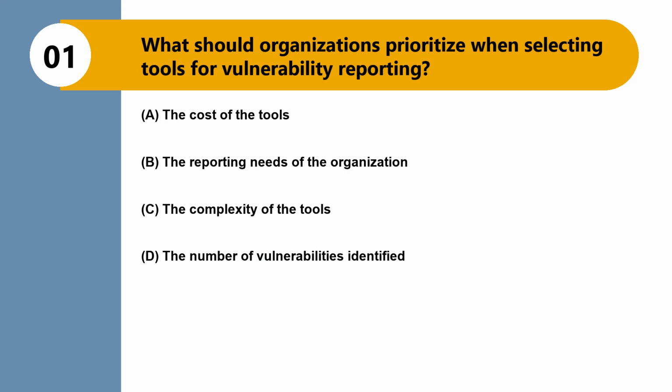Question 1. What should organizations prioritize when selecting tools for vulnerability reporting? Option A. The cost of the tools. Option B. The reporting needs of the organization. Option C. The complexity of the tools. Option D. The number of vulnerabilities identified. The correct answer is option B, the reporting needs of the organization.